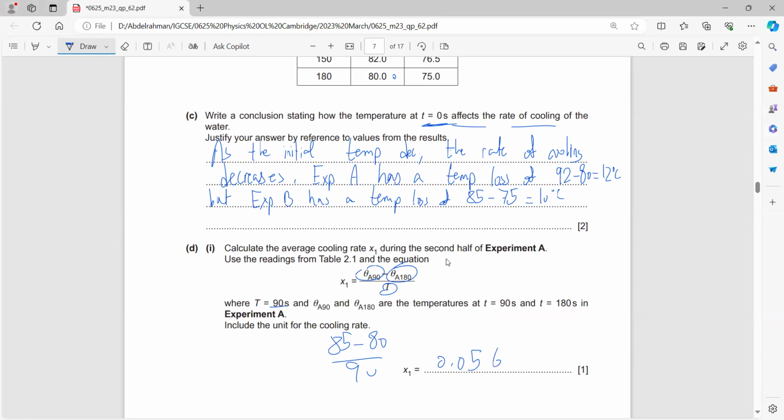Again, the unit of the rate of cooling would be degrees Celsius per second.